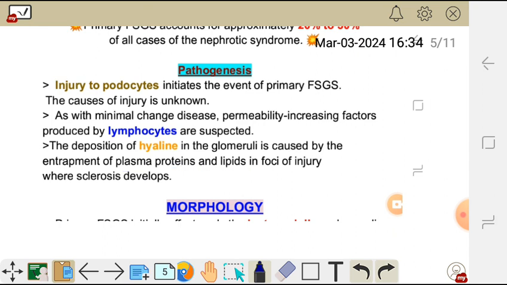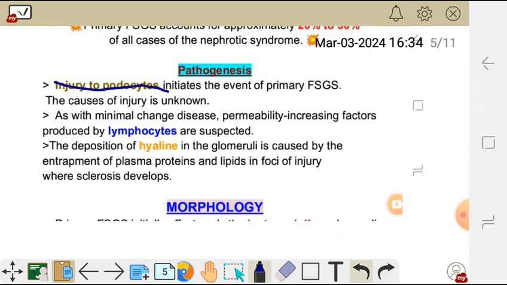Okay, and deposition of hyaline. So the main end result is scar. So we're going to have a scar which is going to cause hardening. That's why it is called sclerosis, which will cause hardening of the glomeruli. So that is all about the pathogenesis.